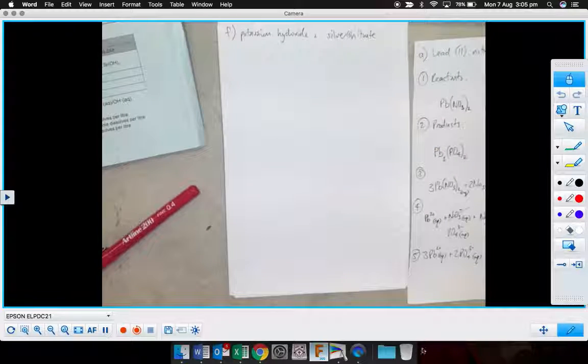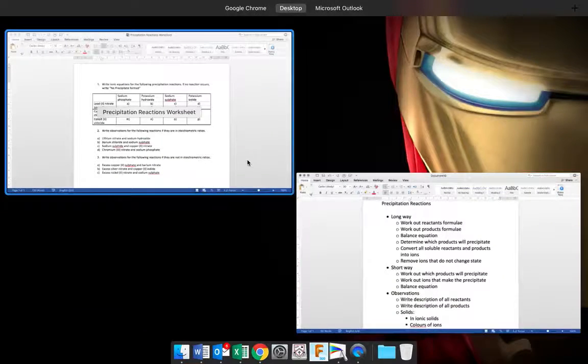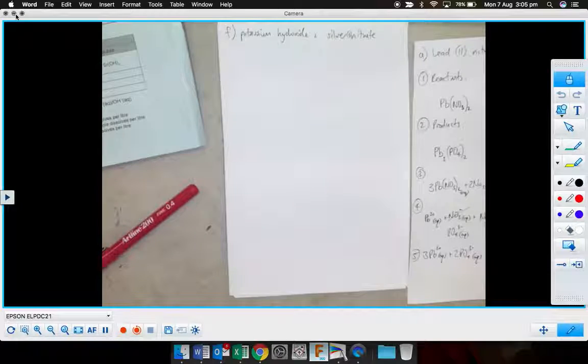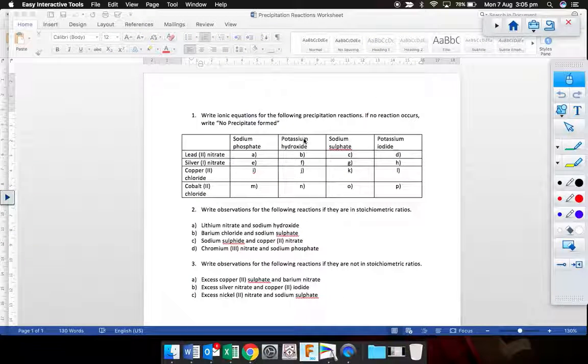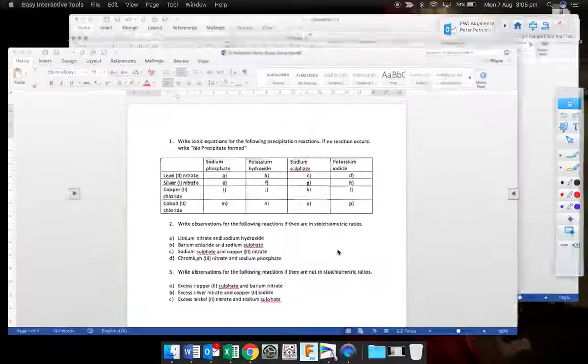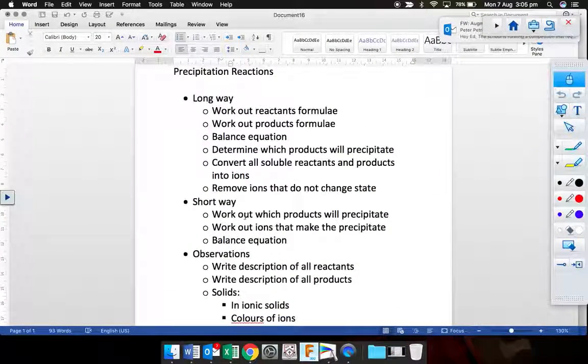So we're now doing F on the question sheet: potassium hydroxide and silver nitrate. And we're going to do it the short way. What's the short way? Work out the products, work out which will precipitate, work out the ions that will make the precipitate, and then balance the equation. So let's go through.